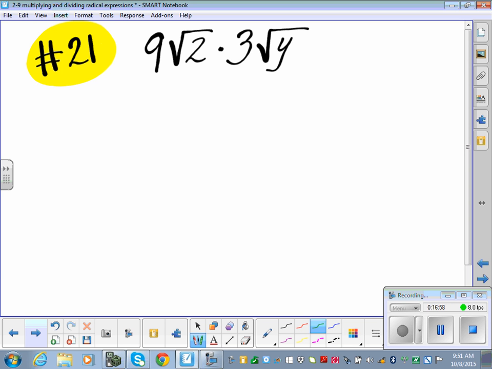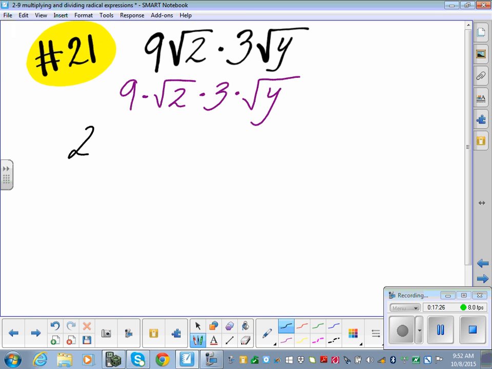Now notice, I could have said it like this. 9 square roots of 2 times 3 square roots of y. Nevertheless, though, it still means the same thing. We could just think of this as 9 times the square root of 2 times 3 times the square root of y. And then remember with multiplication, you can reorder it in any order. So I'm just going to do 9 times 3 because it's on the outside of the root. So what is that? 27.